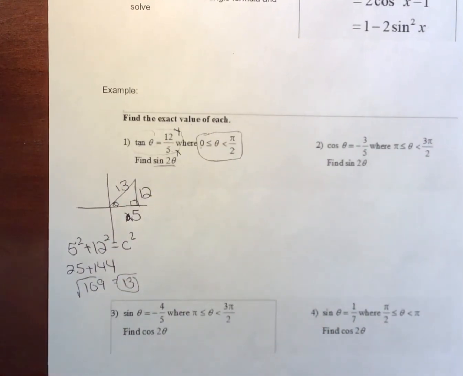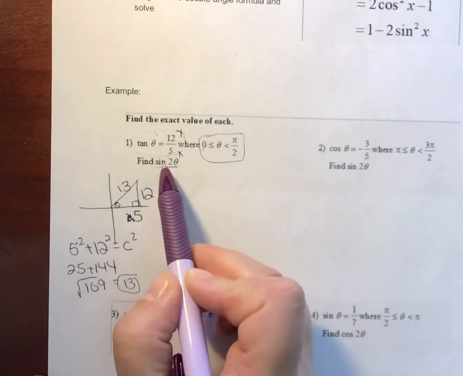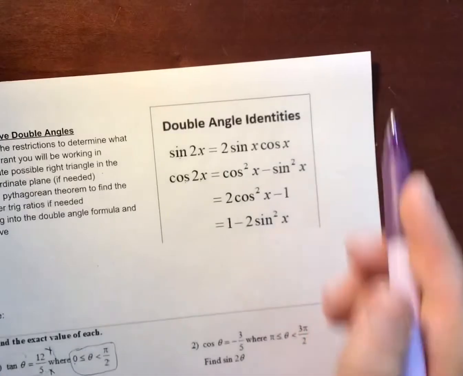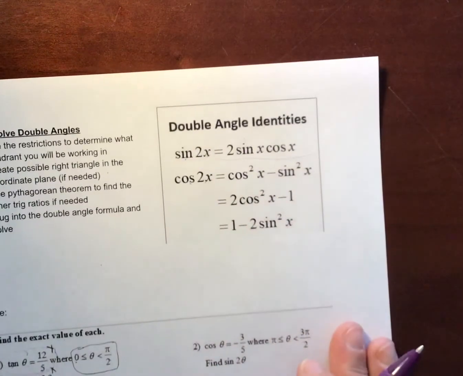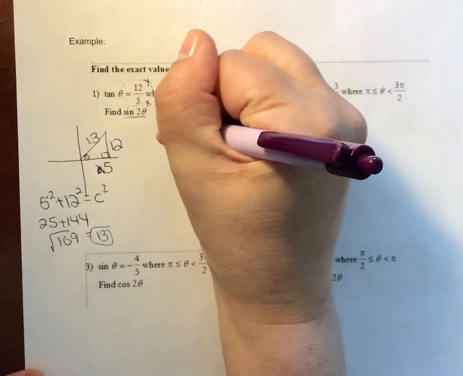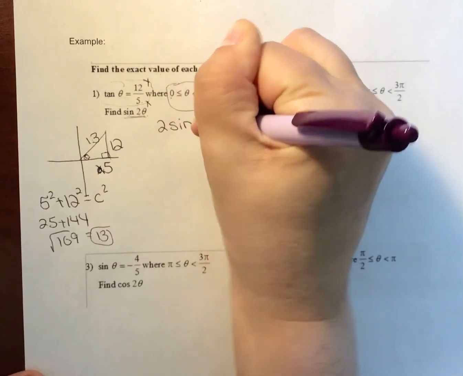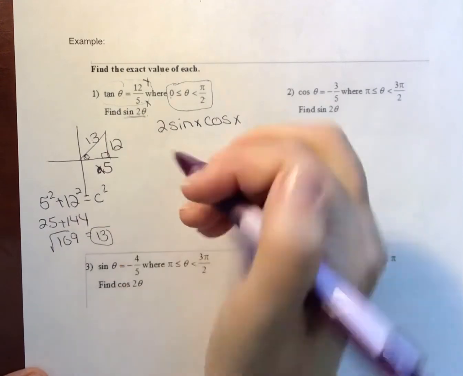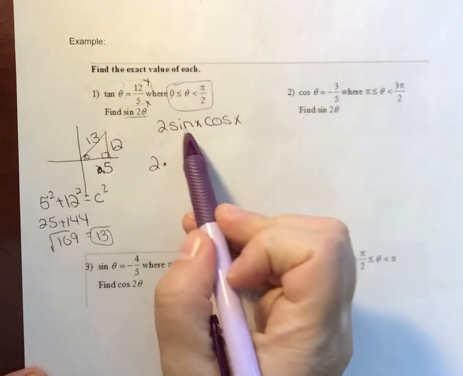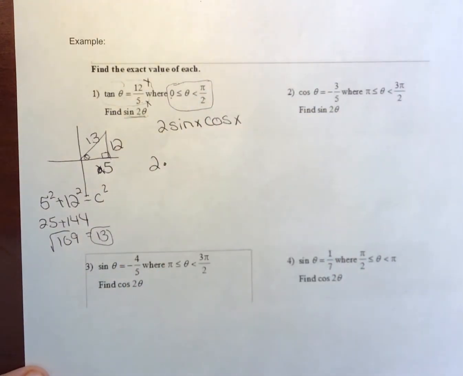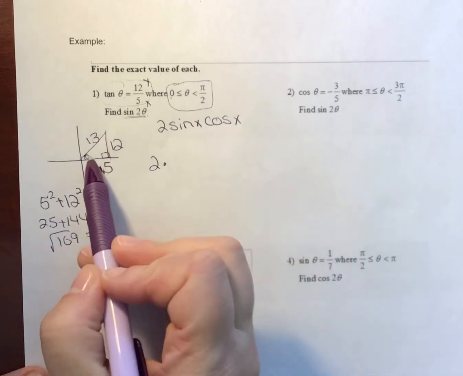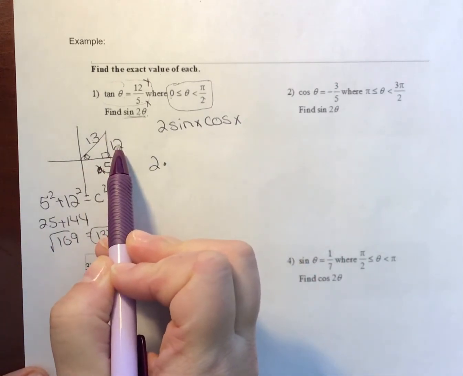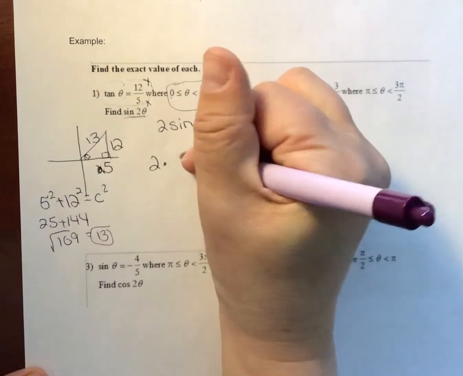All right, so now we have all the information that we need. We're finding sine of 2 theta. This is the formula that we're using: 2 sine of x cosine of x. I'll just write that here. So now we just plug in. 2 stays. Sine of x, we're now putting the sine ratio in. Sine is opposite over hypotenuse, so 12 over 13.